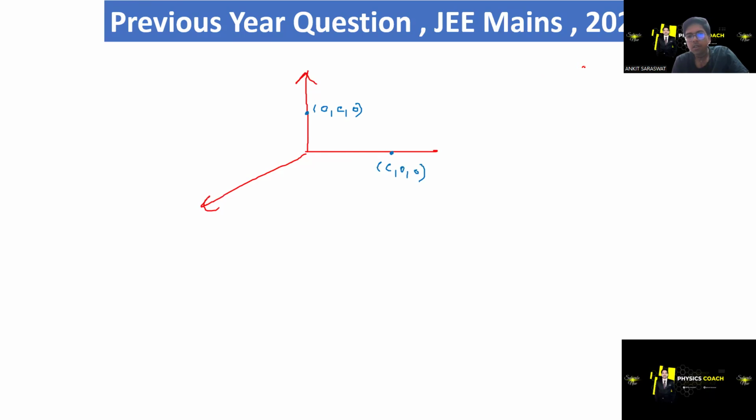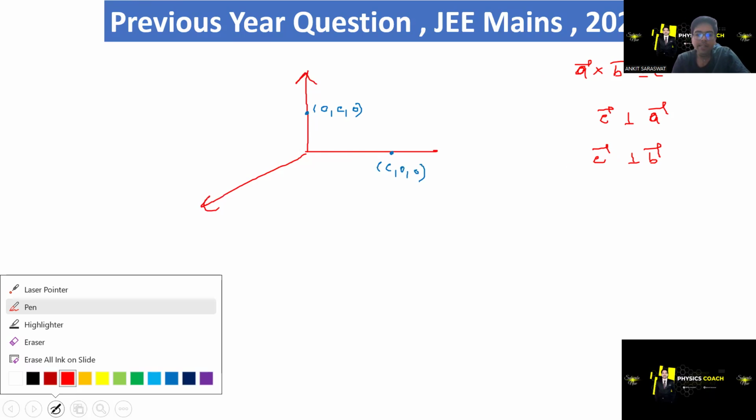You know A cross B is equal to C vector. It means C vector is perpendicular to A and C vector is perpendicular to B. This is what we learned. What I will do, I will find two vectors in the plane wavefront itself. How we will find? Just look at this.